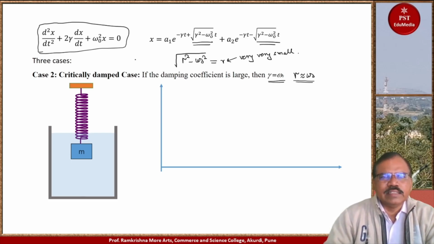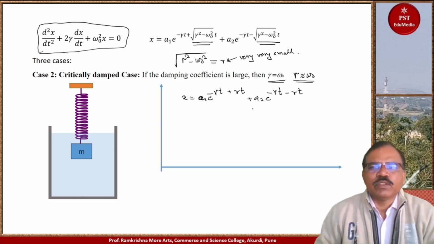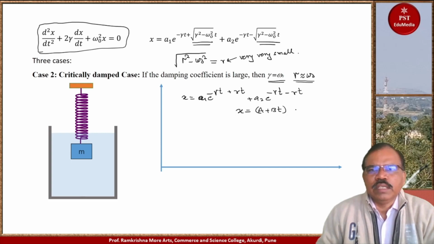So you can write this as x is equal to a1 e raised to minus gamma t plus rt, plus a2 e raised to minus gamma t minus rt. And if we solve, you will get x is equal to some a plus b t, into e raised to minus gamma t, like this solution.